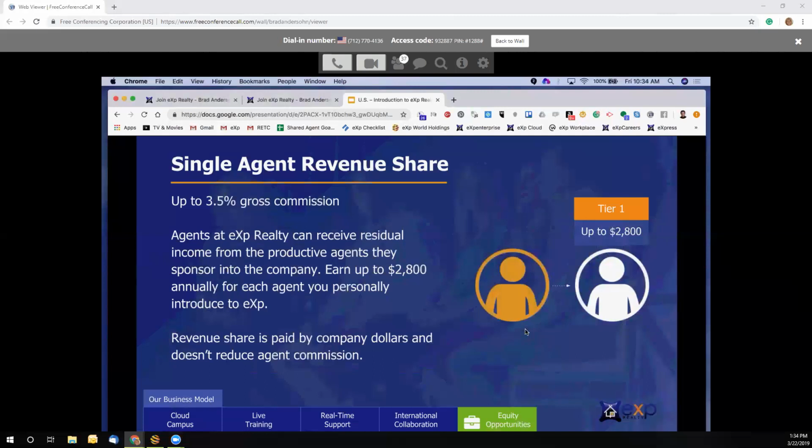What? Wait a minute. You're telling me EXP Realty gives 3.5% out of their split back to the agents? Yes, that's what I'm telling you. So there you go. Debunked. No more myth. All we're doing is sharing the revenue share off the top of every sale of every home in this company back to the agents who are helping build this company.